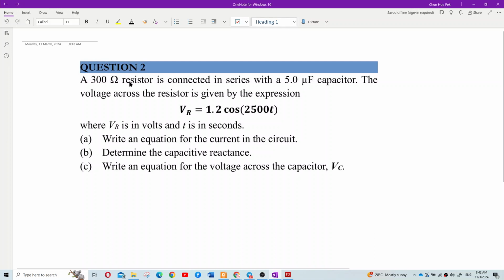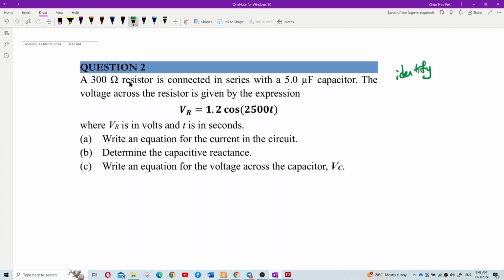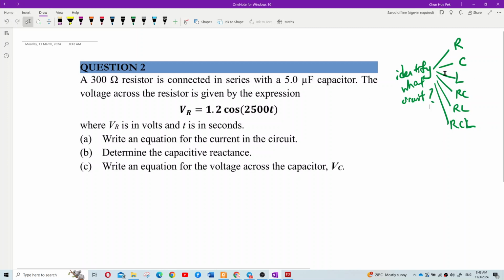First, identify what circuit. The most important thing is to identify what circuit. Is it pure capacitor, pure resistor, pure inductor, or is it RC, or is it RL, or is it RCL? The first step is always identify what circuit. Identify what circuit first, then only you start.